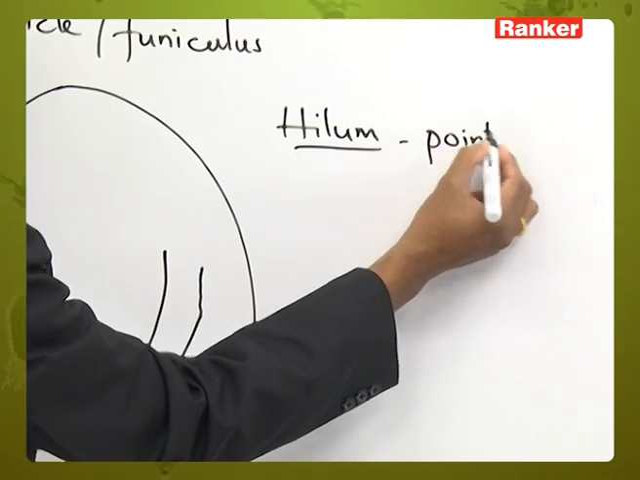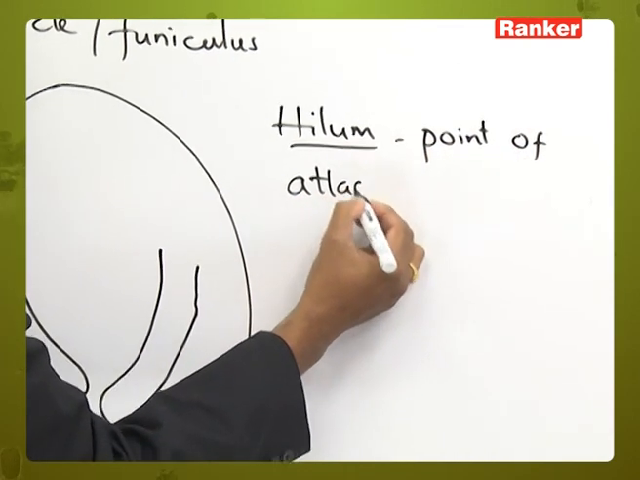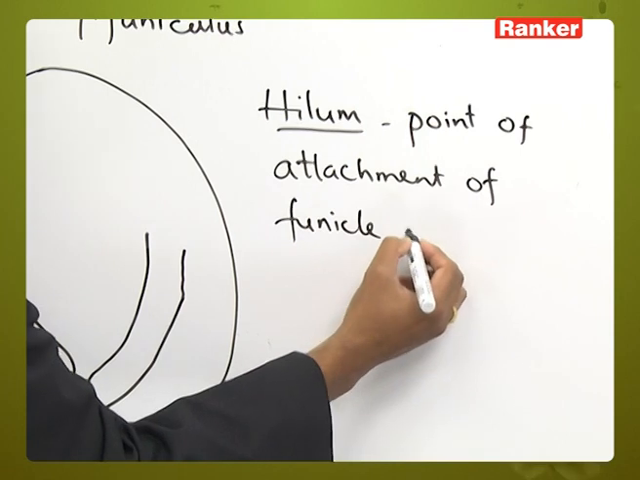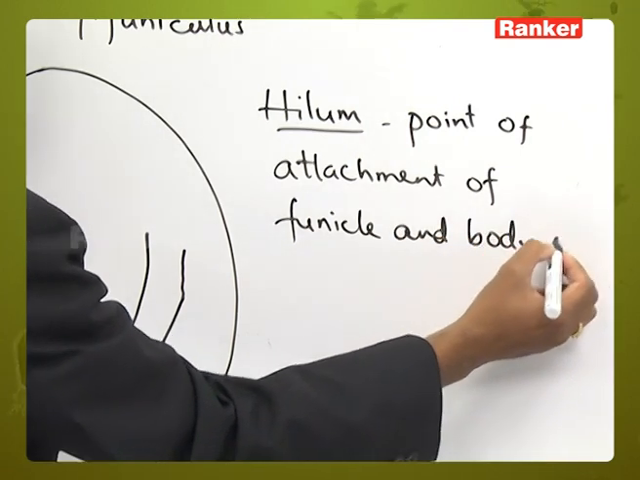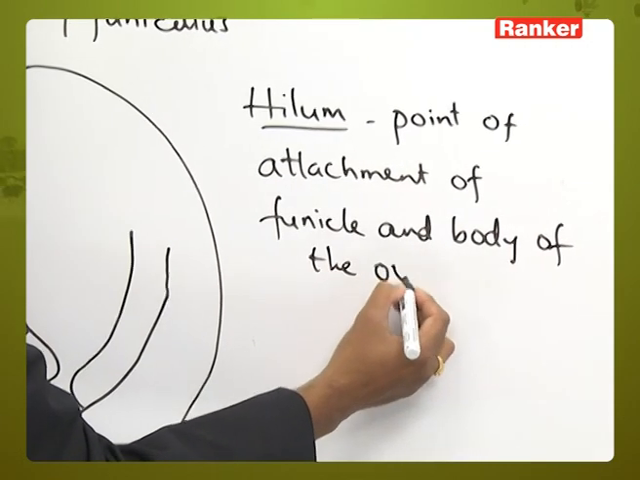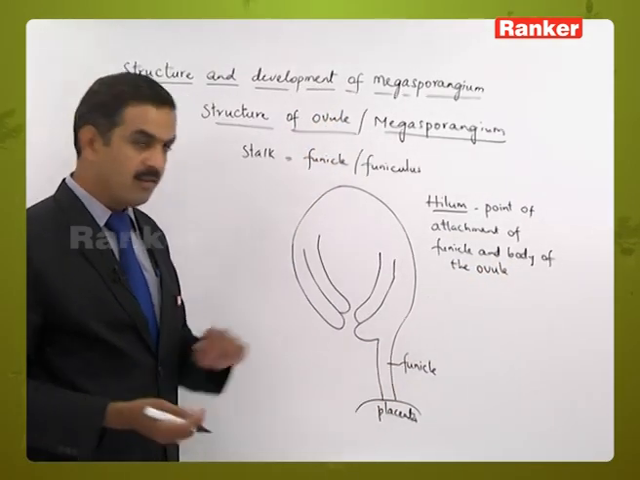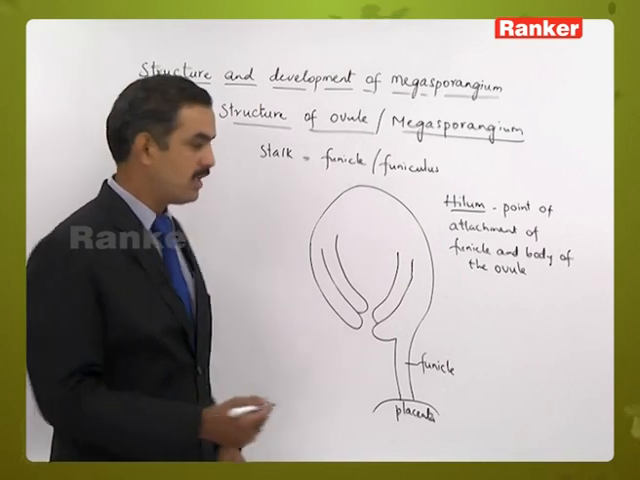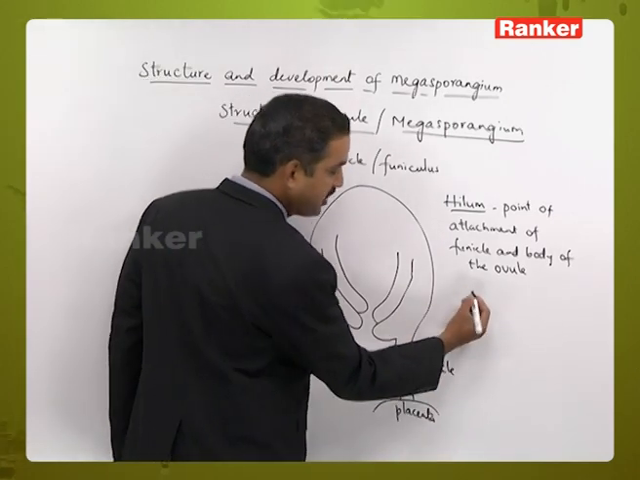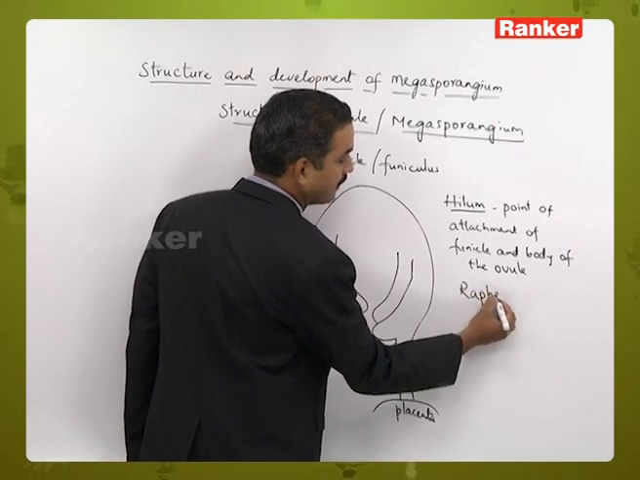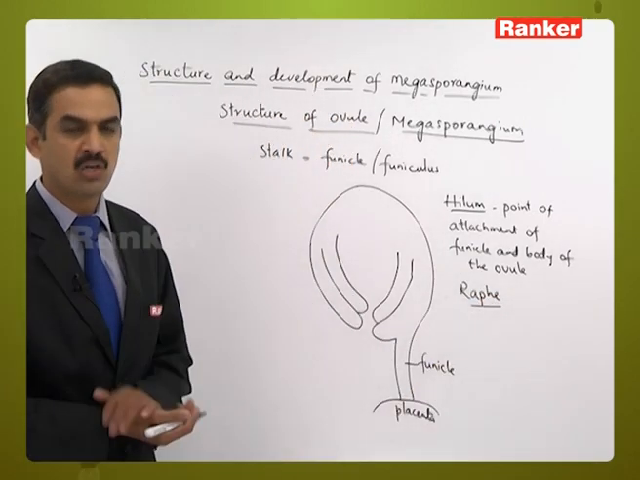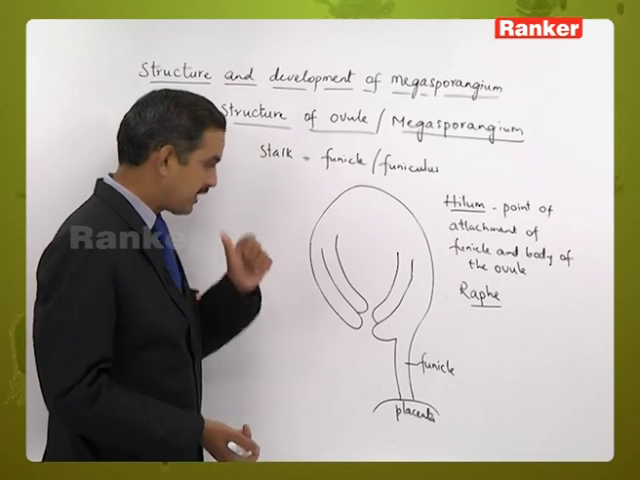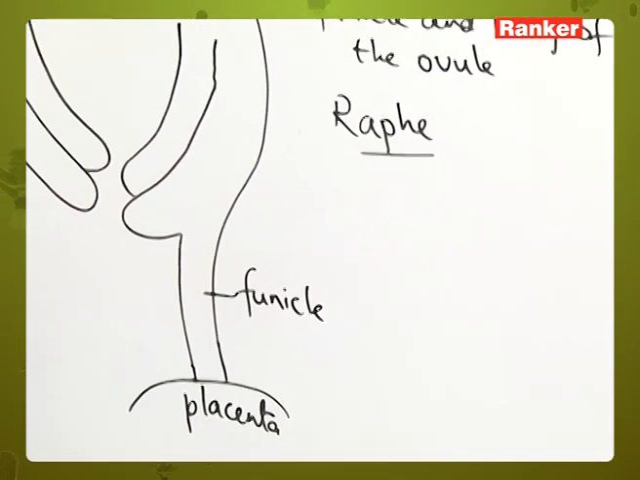The point of attachment of funicle and body of the ovule is called hilum. Sometimes the funicle may show overgrowth onto the body of the ovule and form a ridge-like structure. That ridge-like structure formed by the funiculus is called raphe. Raphe is a ridge-like structure formed because of overgrowth of the funiculus onto the body of the ovule, and raphe can be clearly visible in the anatropous type of ovule.